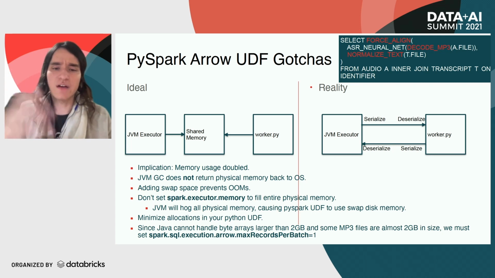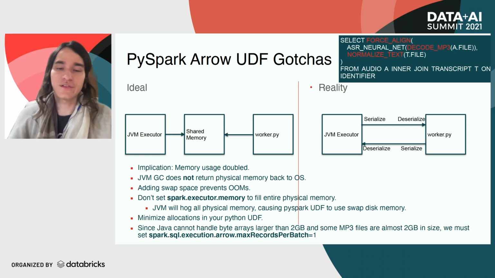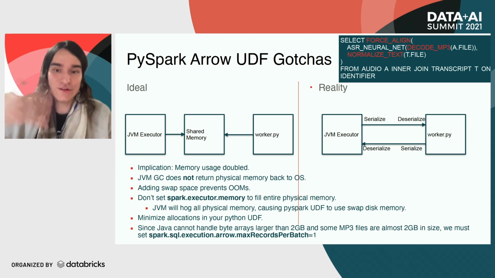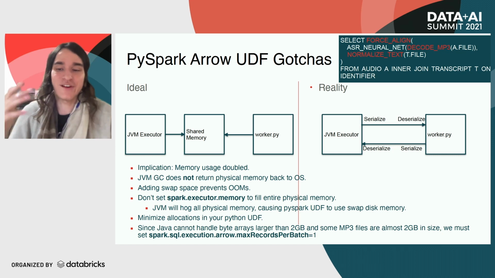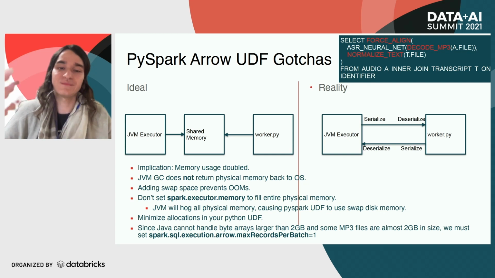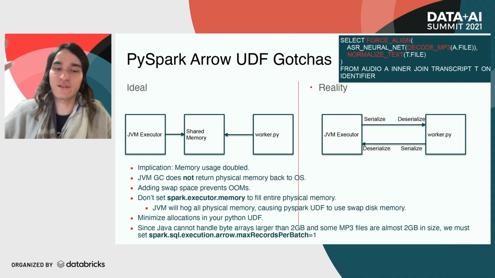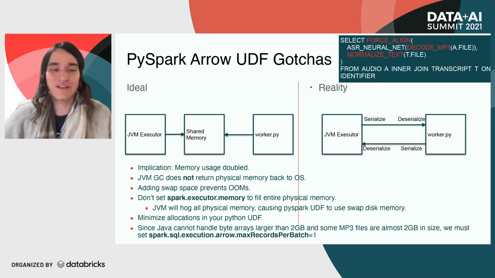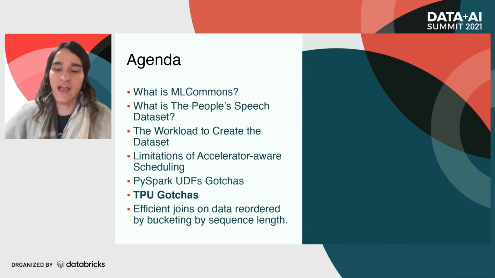The last thing is that Java can't handle byte arrays larger than 2 gigabytes. And this showed up for me. We have some MP3 files that are almost 2 gigabytes in size. What that means is that we actually had to reduce batching on the Python side for that reason. We had to set it to 1 effectively, because if you have almost 2 gigabyte MP3 files and try to send those over the wire, Java is going to explode because it cannot allocate a buffer that big.